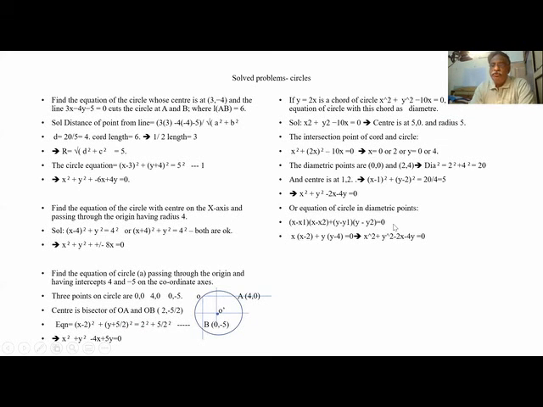Once we have to find the endpoints, how are we finding the endpoints? We directly solve the two equations. Whenever any line is cutting a circle, we can find the endpoints this way. Okay, we'll go to the next.